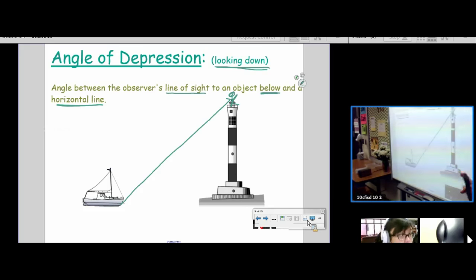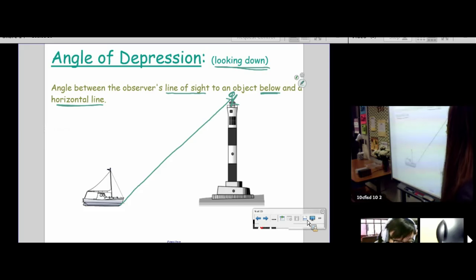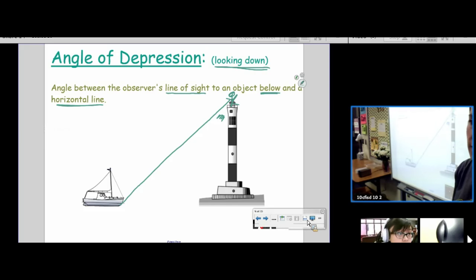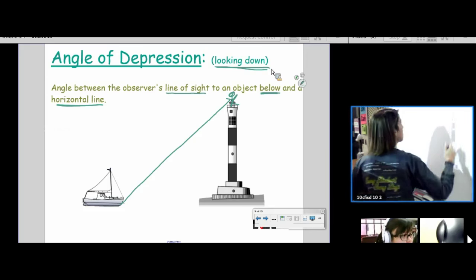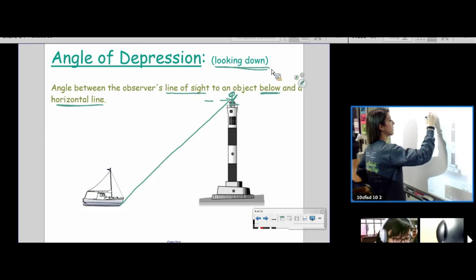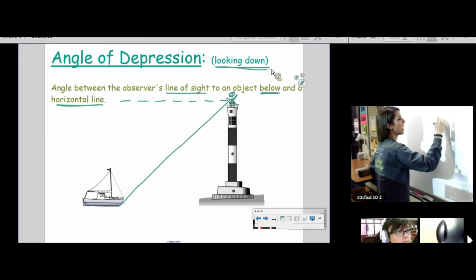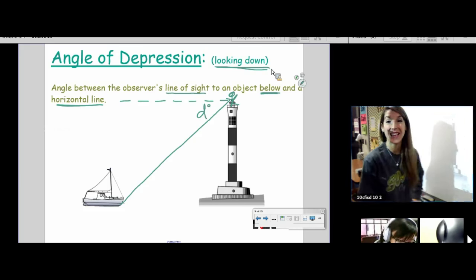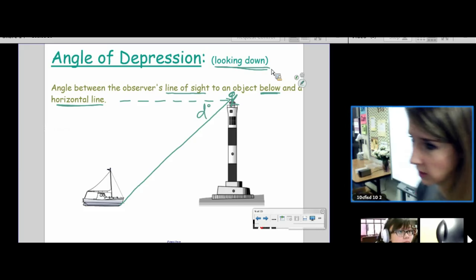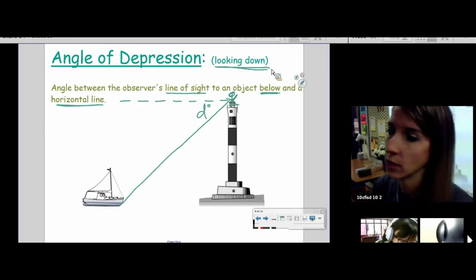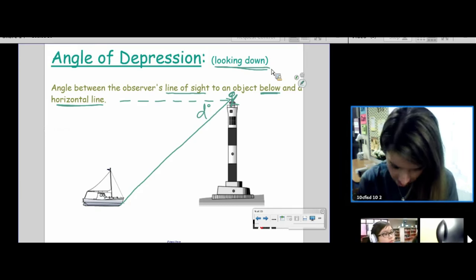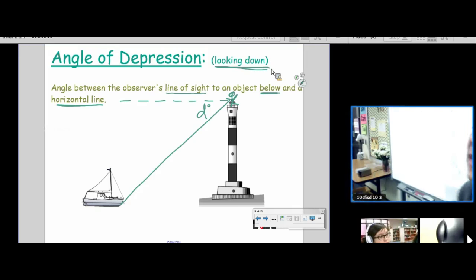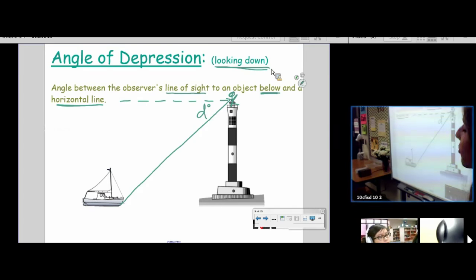Now remember, it's the angle formed with the horizontal. It is not this angle right here. That is not the angle of depression. Be so careful. The angle of depression is the angle formed with the horizontal. So the angle of depression is that angle right there. Very important. So angle of elevation, on the ground looking up. Angle of depression, you're depressed, you're sad, you're looking down. So depression looking down, elevation looking up.